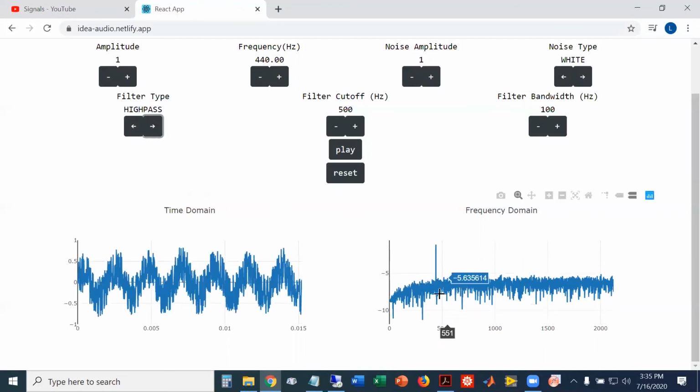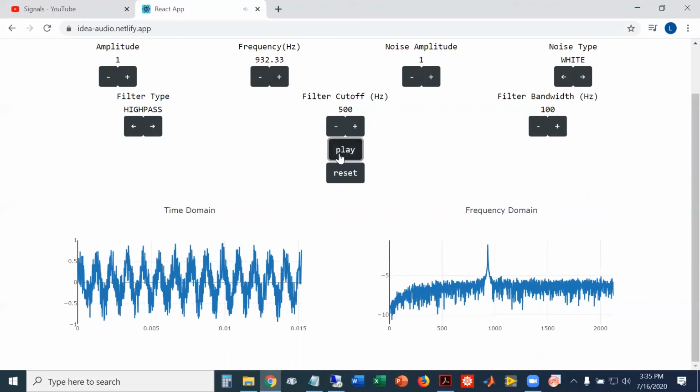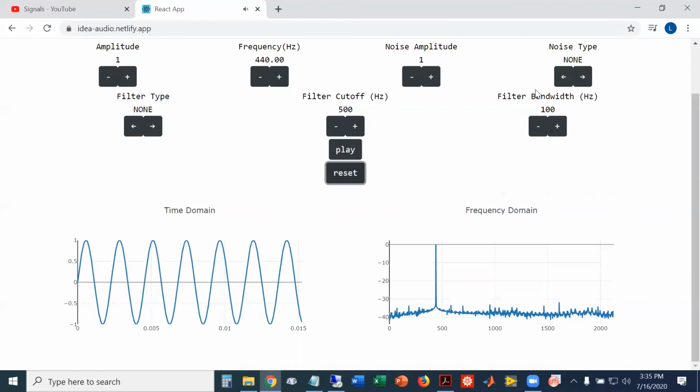There's also a high pass filter, and what it does is it allows the high frequencies to pass through and the low frequencies get attenuated. So based on where the signal is, high frequency versus low frequency is more noticeable. So let me reset this.